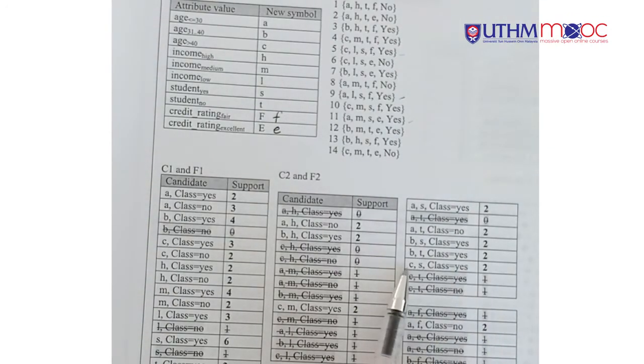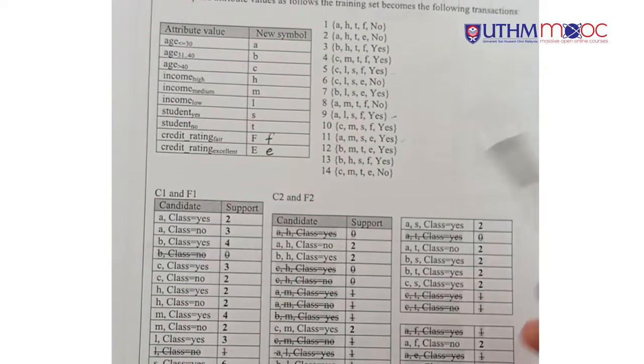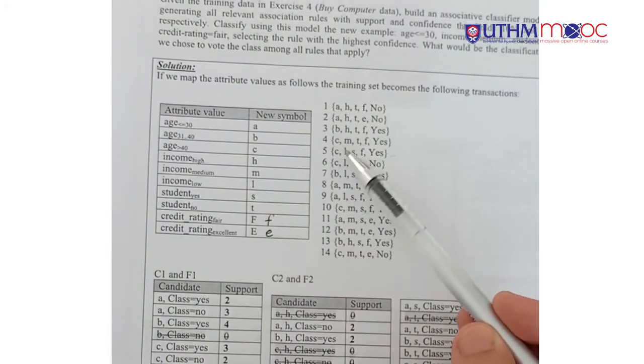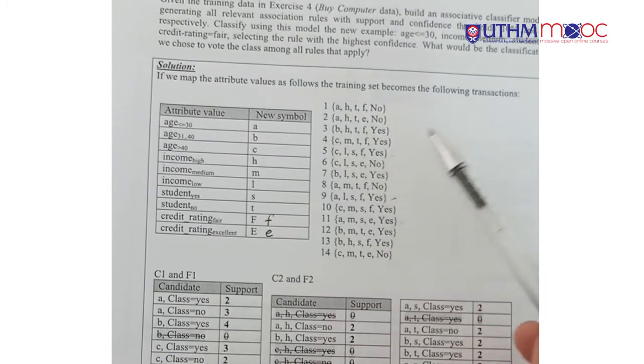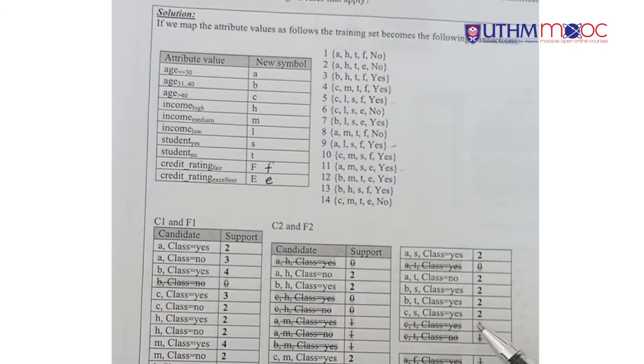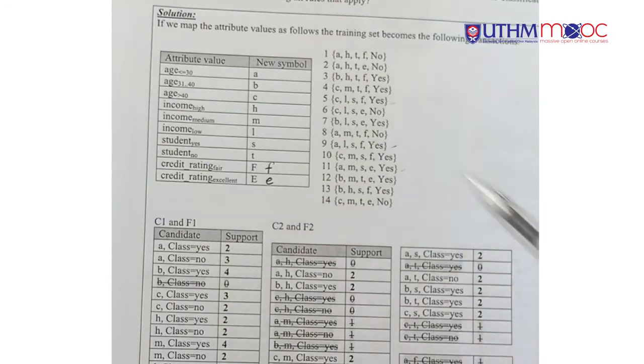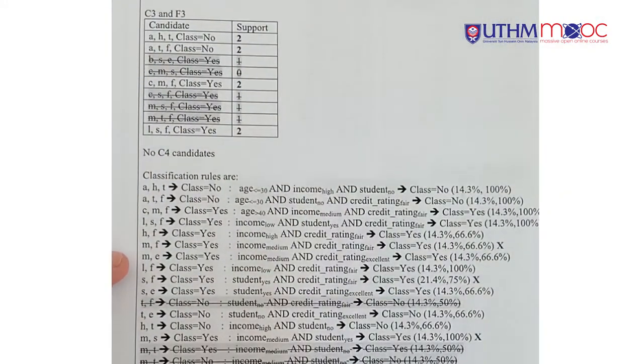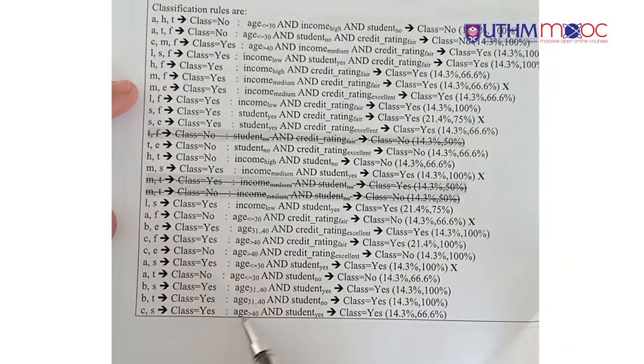Okay, found it. So it is here, the combination of CS. The support is 2 because it appears from here, CS1, CS2. So it appears in 2 out of a total of 14 transactions. Okay, so the support is 14.3%.